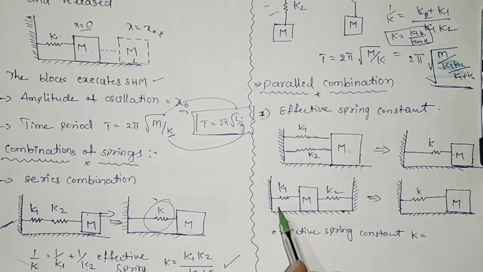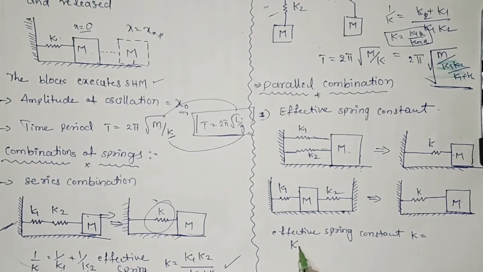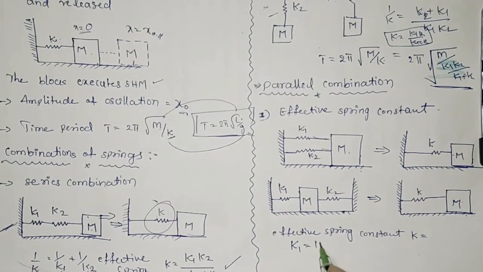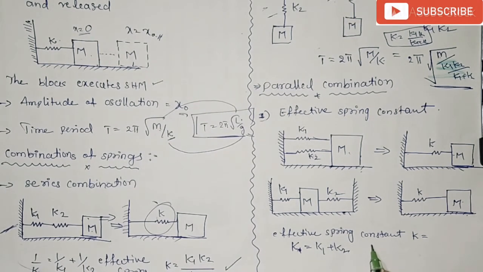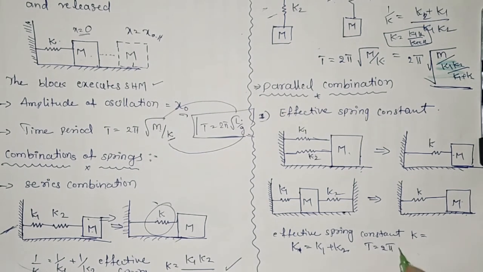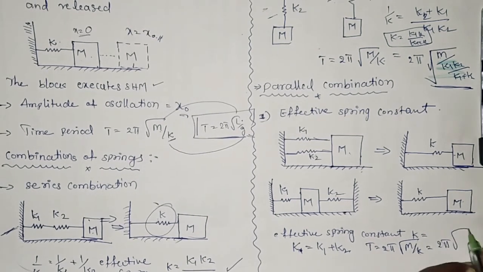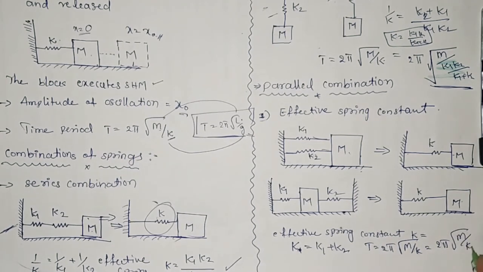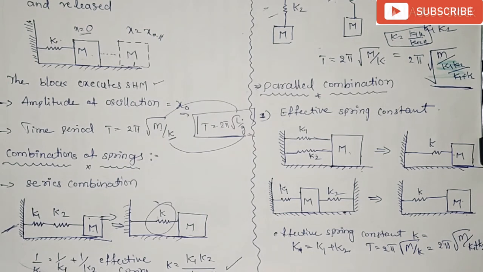If two springs are in parallel, the resultant spring constant k is equal to k1 plus k2. The time period of the block is 2 pi under root m by k, which is nothing but 2 pi under root m by (k1 plus k2). This is the spring constant.